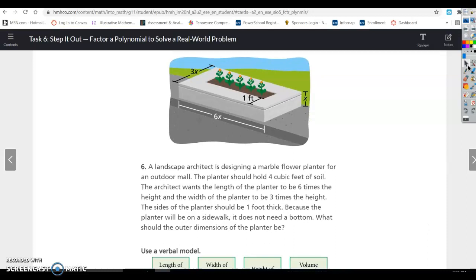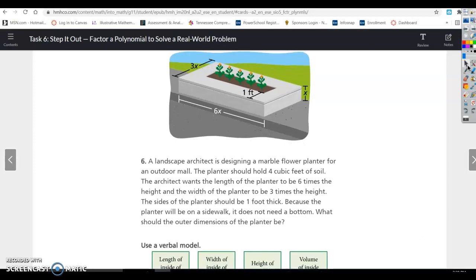All right, a landscape architect is designing a marble flower planter for an outdoor mall. The planter should hold 4 cubic feet of soil. The architect wants the length of the planter to be 6 times the height and the width of the planter to be 3 times the height. The sides of the planter should be 1 foot thick. Because the planter will be on a sidewalk, it does not need a bottom. What should the outer dimensions of the planter be?